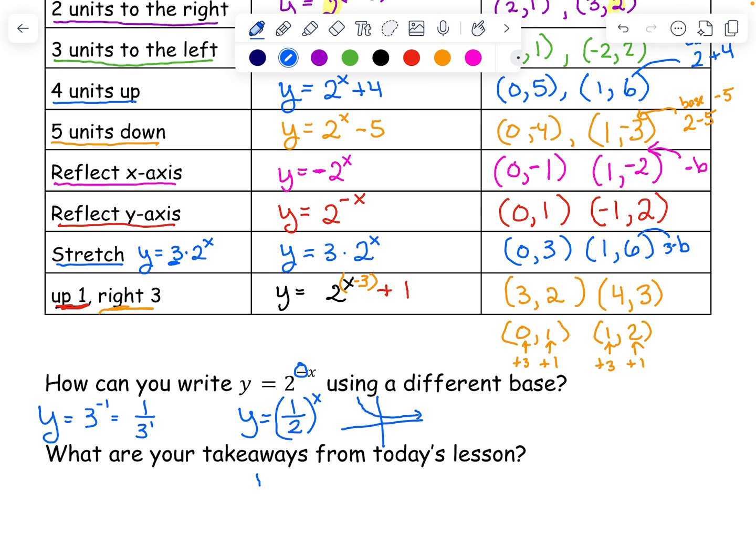And that's called a decay, because it's decreasing. Whereas this original one from up here is going up, so this is going to be called a growth. So when our base is greater than 1, it's going to be a growth. And when our base is less than 1 or greater than 0, it's going to be a decay, or going down.